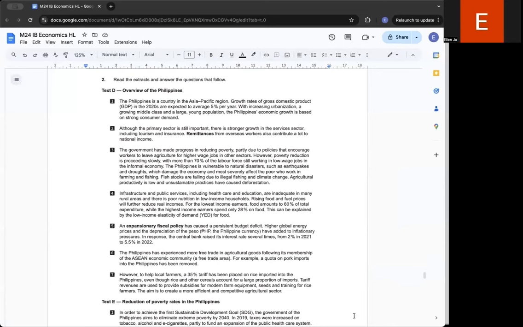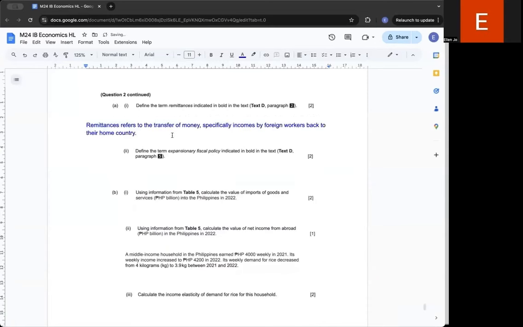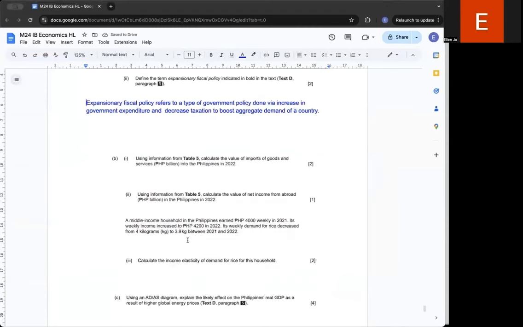Question 2 is about the country, the Philippines. And just like the first question, we've got reference text and data to understand its economic state. Define the term remittances indicated in bold in the text. It refers to the transfer of money, specifically incomes earned by foreign workers sent back to their home country. Next, define the term expansionary fiscal policy indicated in bold in the text. Expansionary fiscal policy refers to a type of government policy done via an increase in government expenditure or decrease in taxation to boost aggregate demand of a country.